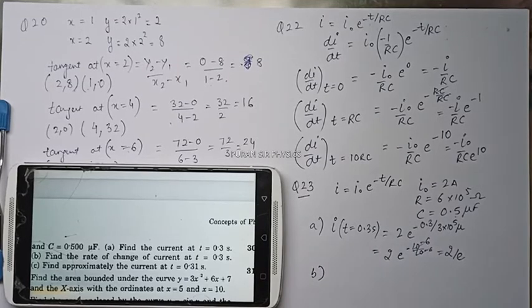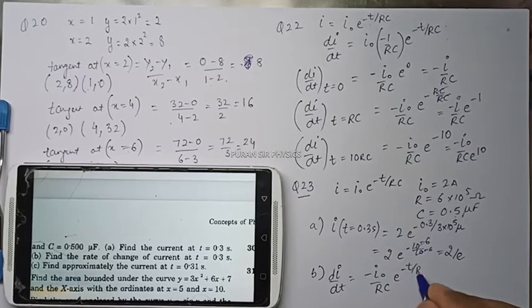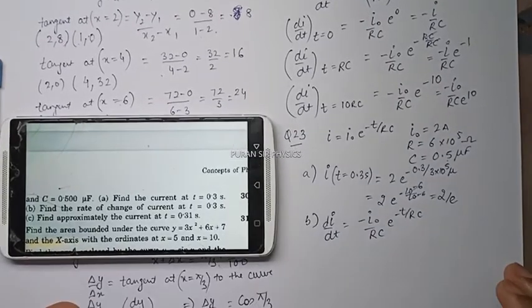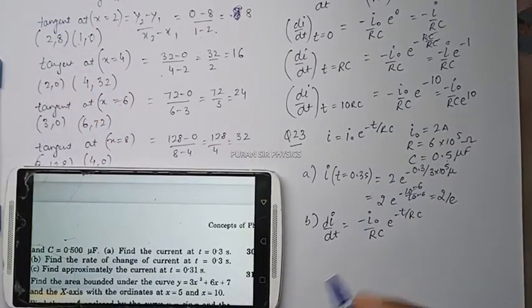And in B, we have to find the rate of change of the current. So you have to find out the derivative of the current. This is the rate of change of the current. So if we take the derivative, it will be I naught minus I naught upon RC e raised to power minus t by RC. And we have to find at t equals to 0.3 seconds.